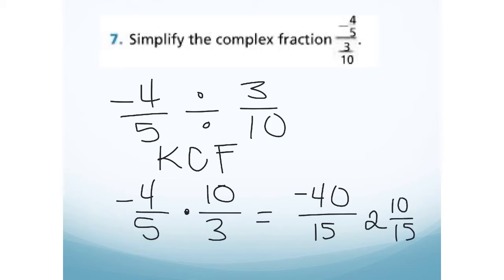With 15. Now, take a look at this new answer of ours. Won't 10 over 15 reduce even more? Yes, they are both divisible by 5. So our final answer here would have to be 2 and 5 will go into 10 2 times. 5 will go into 15 3 times. So 2 and 2/3 is our final, but do not forget this negative. So negative 2 and 2/3 is our final answer.